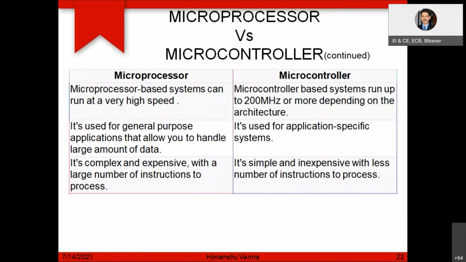Power dissipation is proportional to the square of the frequency. Like if you are using an 8 megahertz microcontroller, and if you go for a 16 megahertz microcontroller, your power dissipation will be 4 times.